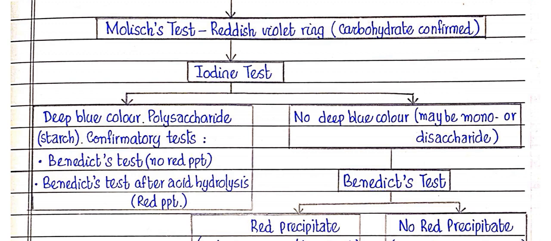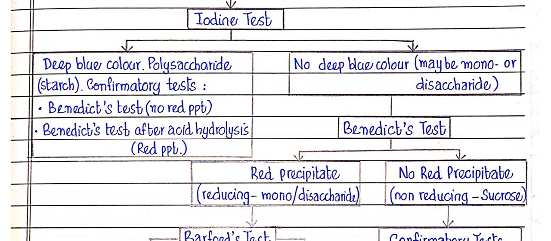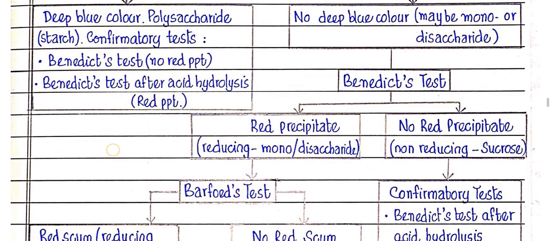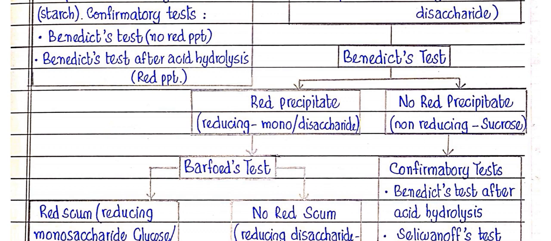Then if there is no deep blue color, it may be a mono or disaccharide. Later we will be performing the Benedict test. If a red precipitate is obtained, that means a reducing sugar, a reducing monosaccharide. Earlier we mentioned the steps. Then if there is no red precipitate, that indicates non-reducing sucrose.